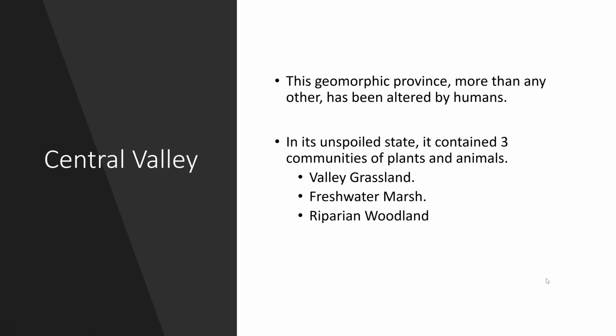This geomorphic province, more than any other, has been altered by humans. In its unspoiled state, it contained three communities of plants and animals: valley grassland, freshwater marsh, and riparian woodland. Those are the three different types of ecologies that we might see in the Central Valley that is not altered by humans.